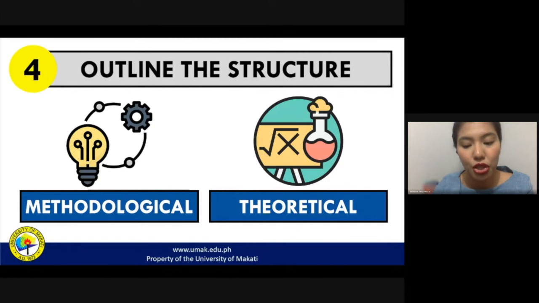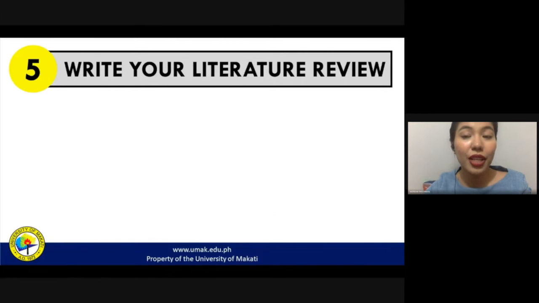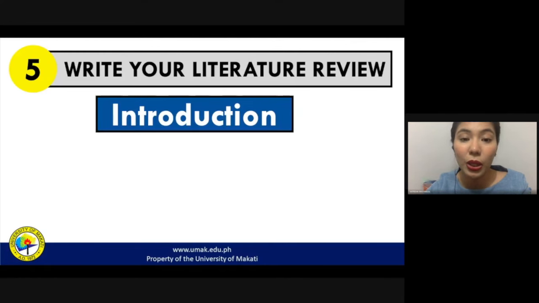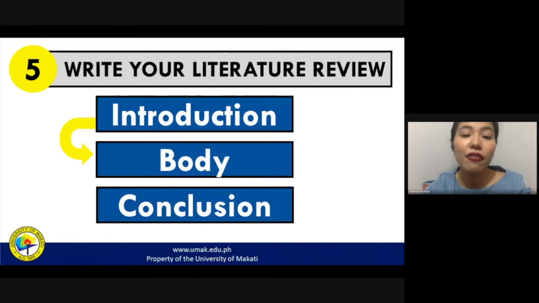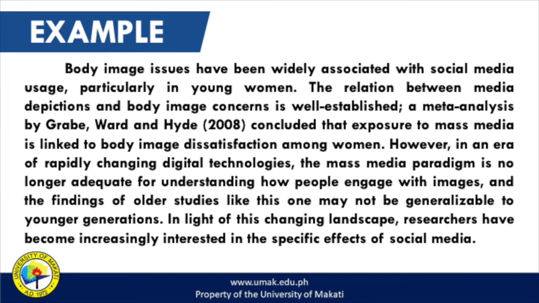The fifth step is writing your literature review. As basic as it may sound, you need to write your introduction. And then next, you write the body containing the information. And then of course, you end your literature review with the conclusion. So this is an example of a literature review.